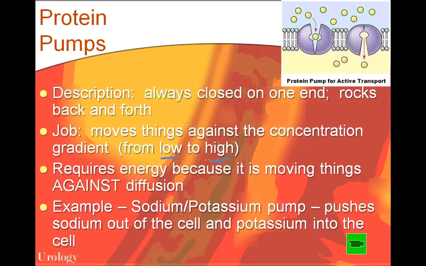Normally, they only move one thing. Like there's a calcium pump that your muscle cells use in order to make your muscles contract, and it's only moving calcium. Sodium and potassium, for some reason, move at the same time.